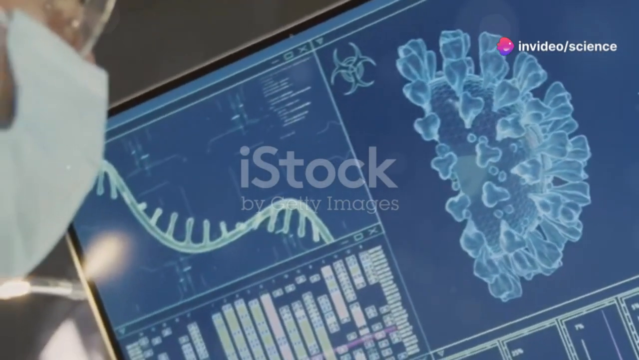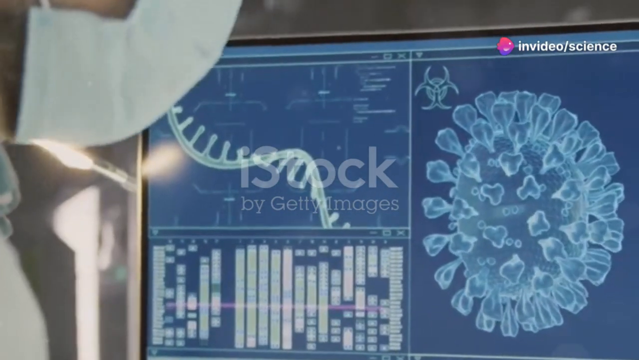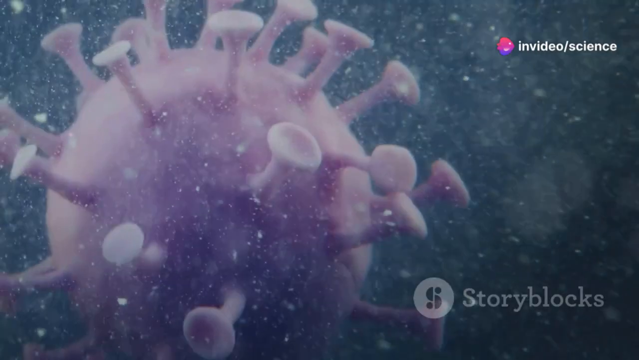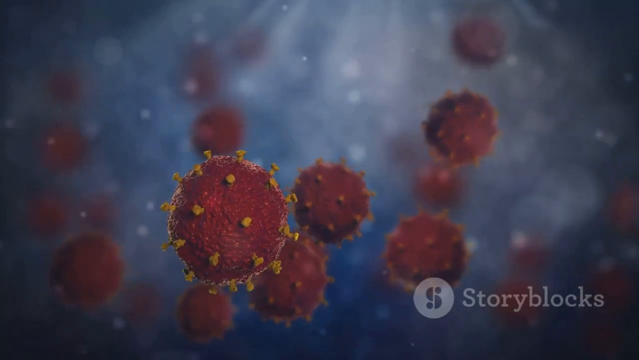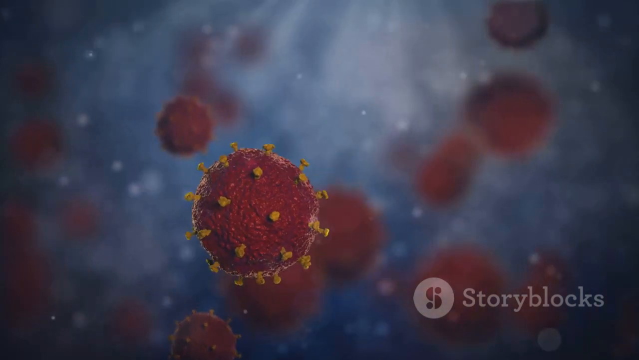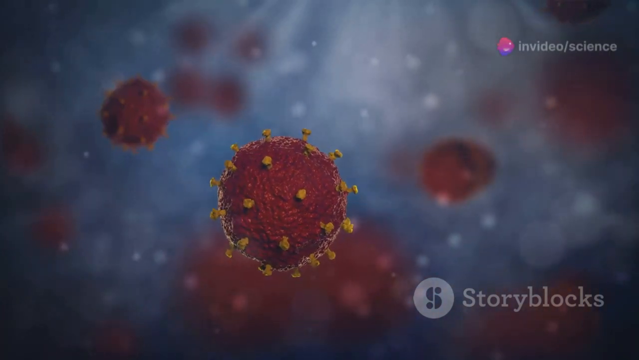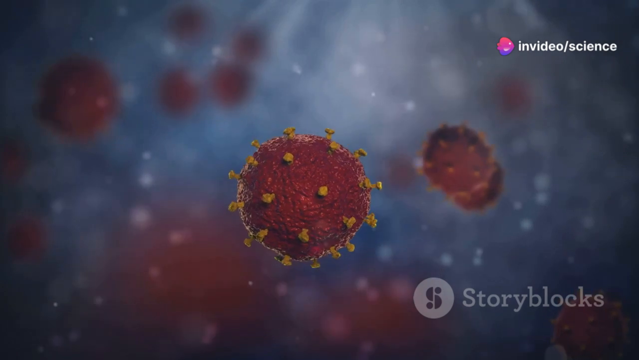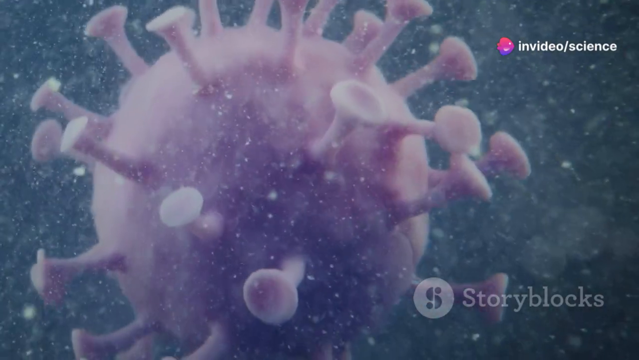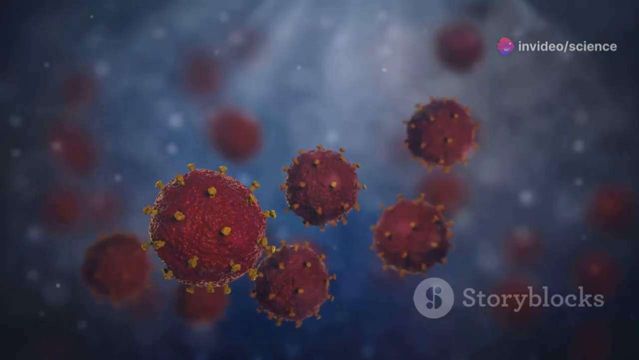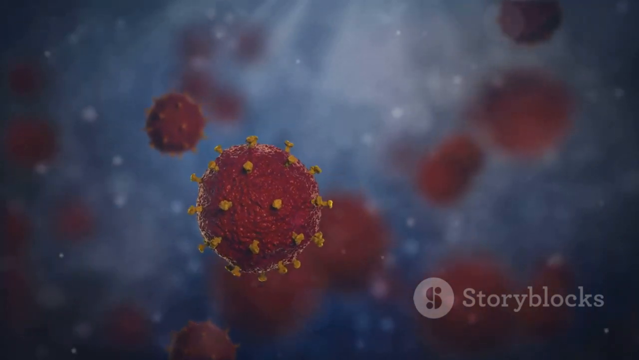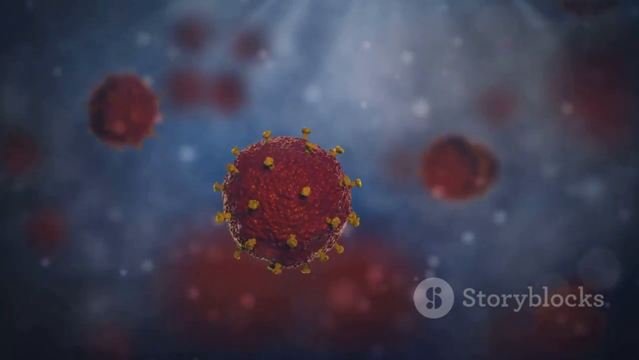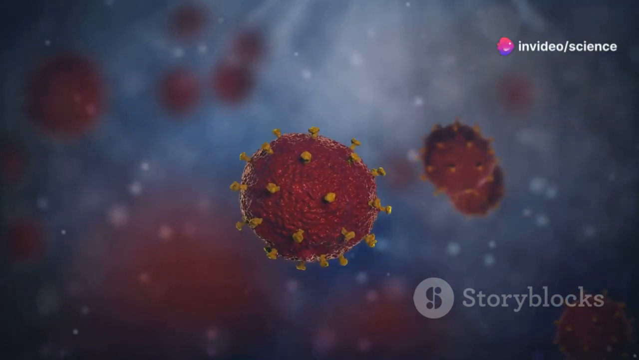Section 4. Hijacking the cellular factory, reprogramming for viral production. Once inside the host cell, the virus's primary goal is to replicate its genetic material and produce more viruses. This is a complex and highly coordinated process that involves several steps. To achieve this, the virus must take control of the cell's machinery, converting it from a factory for producing cellular components into a factory for producing viral components. This transformation is both fascinating and alarming.